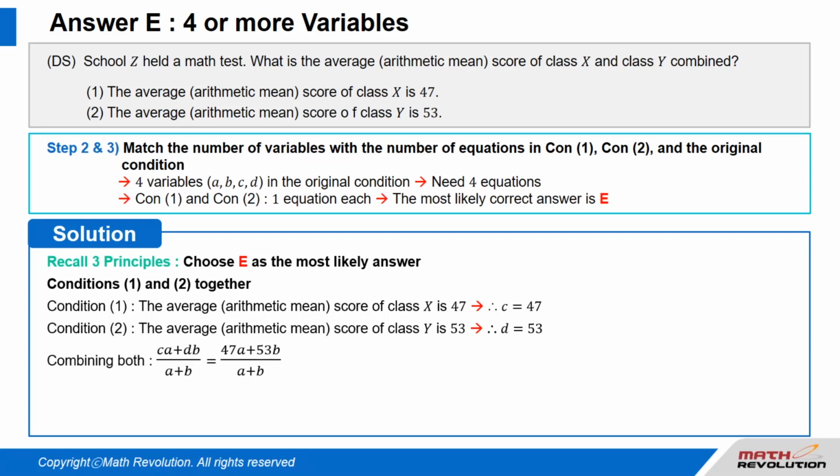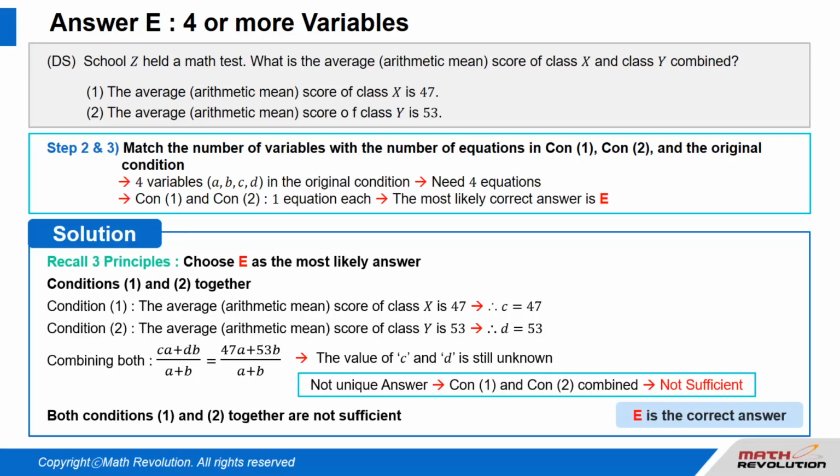However, we are looking for the value of (C times A plus D times B) over (A plus B). Combined, we get (C times A plus D times B) over (A plus B) equals (47 times A plus 53 times B) over (A plus B). We do not know the value of A and B, so there is no unique answer. Therefore, conditions 1 and 2 combined are not sufficient.